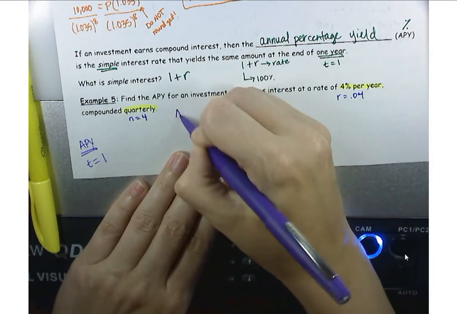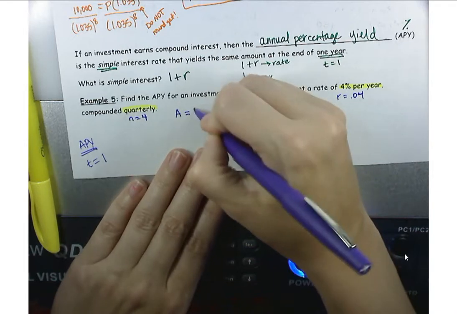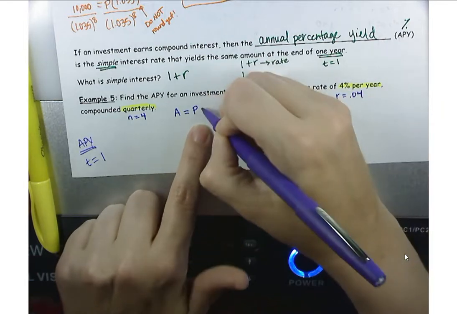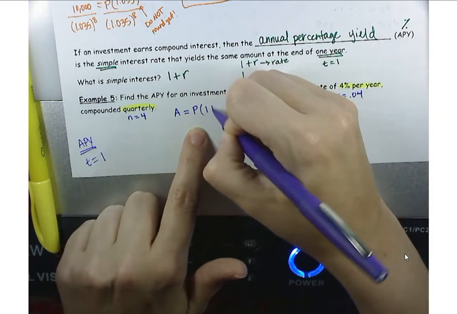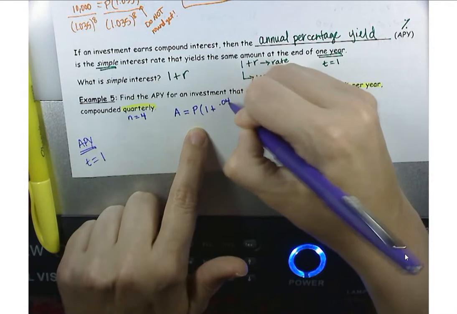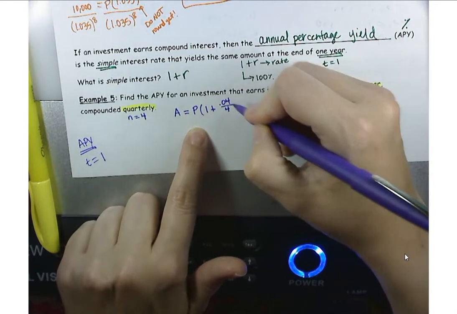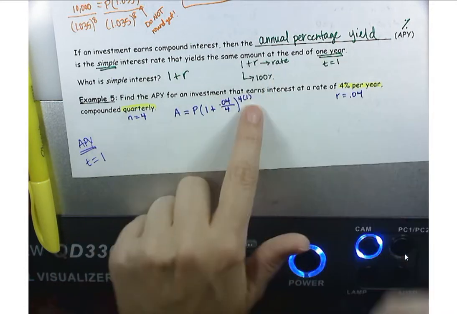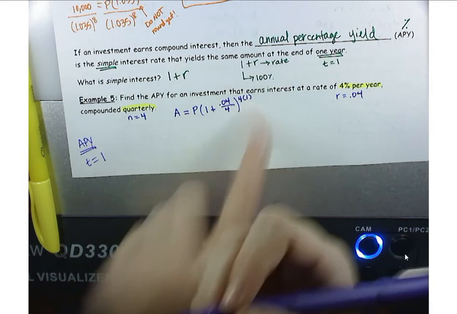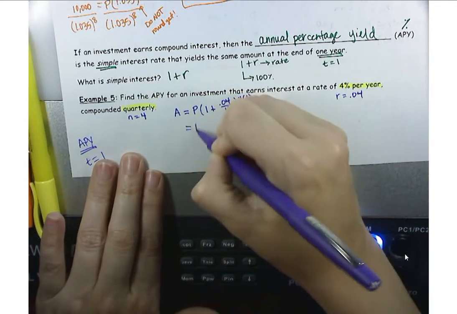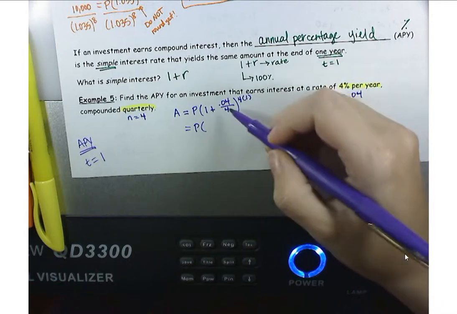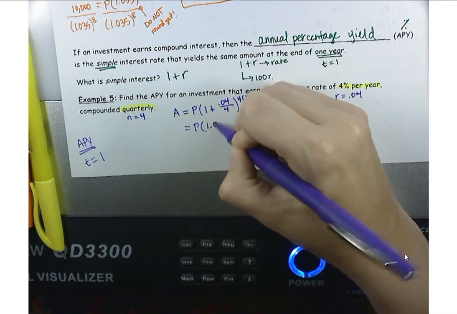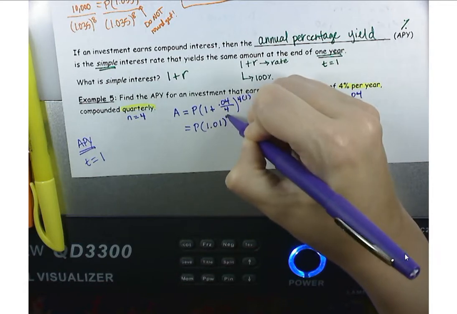Okay, so your A value is going to equal the principal. We don't have the final amount. We don't have the principal amount. That actually is not going to matter. So you have 1 plus your interest rate divided by the number of times per year it's compounded. Okay, and then the number of times of year it's compounded times 1 because it's going to be 1 year. What's 0.04 divided by 4? 0.01. So this is 1.01 to the 4th power.